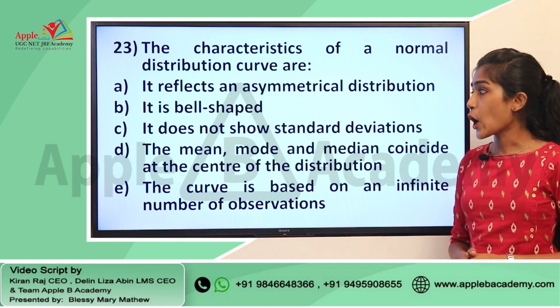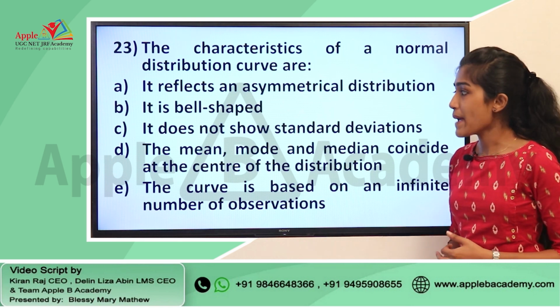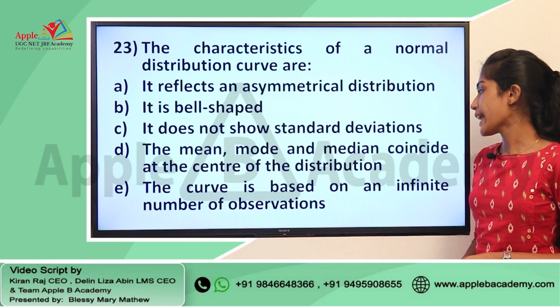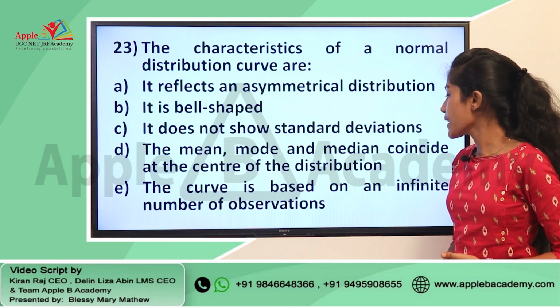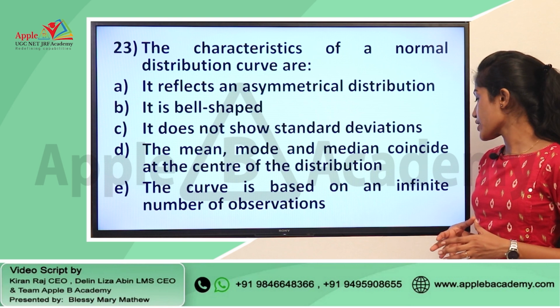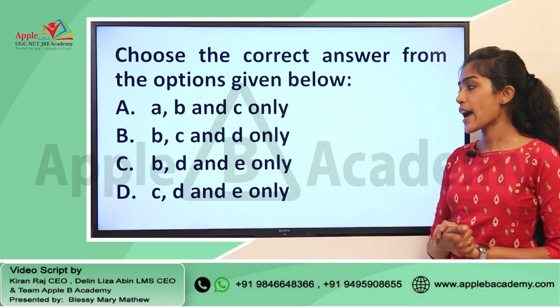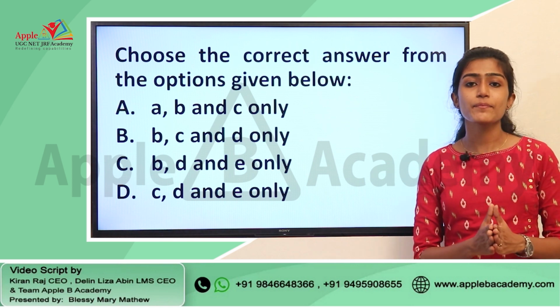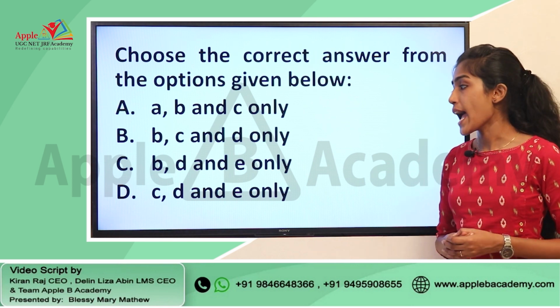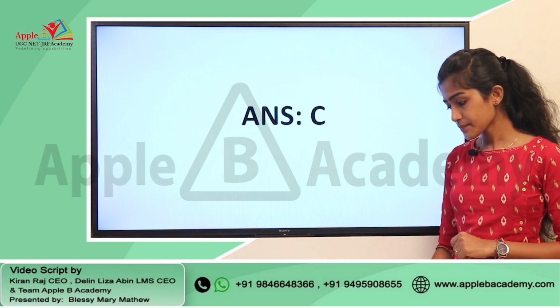So, if you consider the options here, we have: it reflects an asymmetrical distribution, it is bell shaped, it does not show standard deviations, the mean, mode and median coincide at the center of the distribution, the curve is based on an infinite number of observations. From these, we have to identify the right statements that are given in the question, and that is option C, B, D and E only.